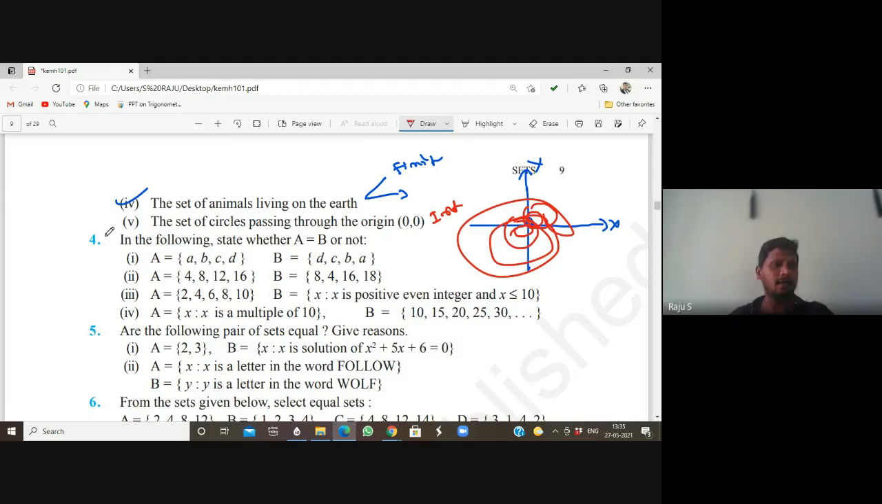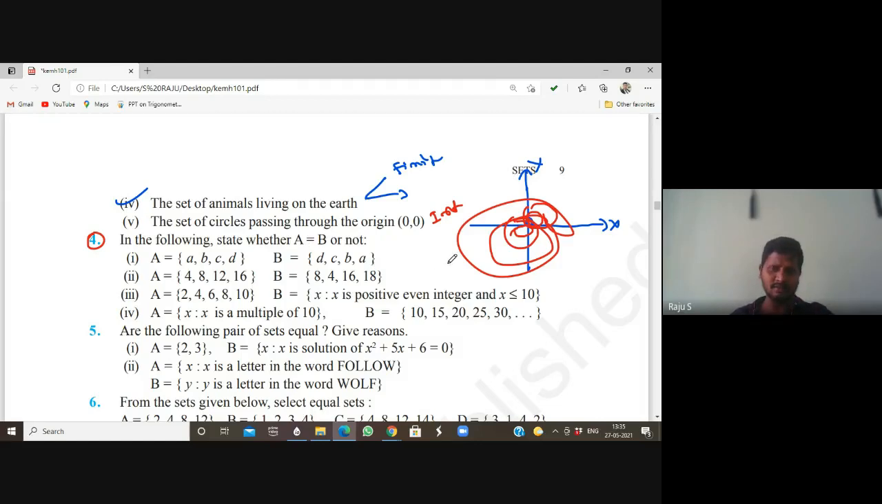No, sir. All right, let's go for question number 4. In the following, state whether A equals B or not. A is given, B is given. Now we have to check whether A equals B or not. Here order is not important. Remember that when checking whether sets are equal, order is not important. We check whether both sets have the same elements, the same objects, right?